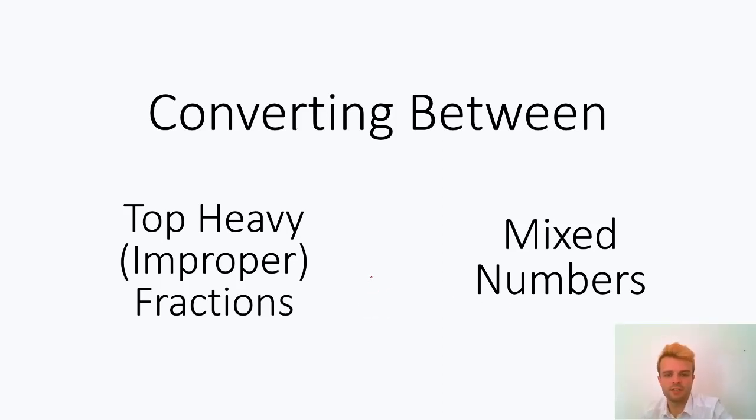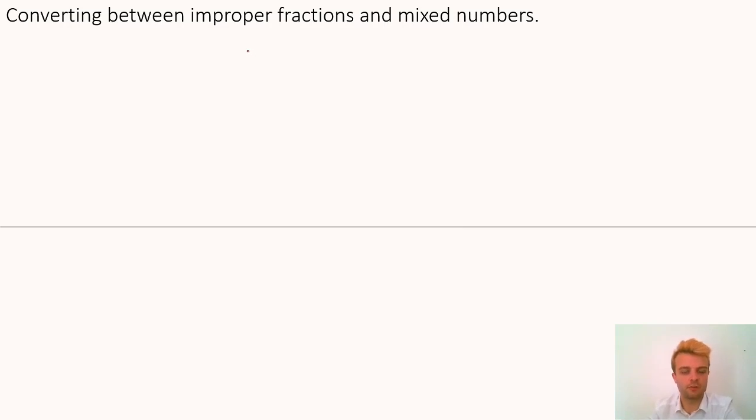Okay, so we're going to have a look at how to convert between top-heavy fractions, sometimes called improper fractions, and mixed numbers. Let's start by just setting out what those things actually are. An improper fraction, which is sometimes called a top-heavy fraction, is a fraction where the top number is bigger than the bottom number, such as 31 over 8. It's called top-heavy because it's heavier on the top. It's got a bigger number on the top than on the bottom.